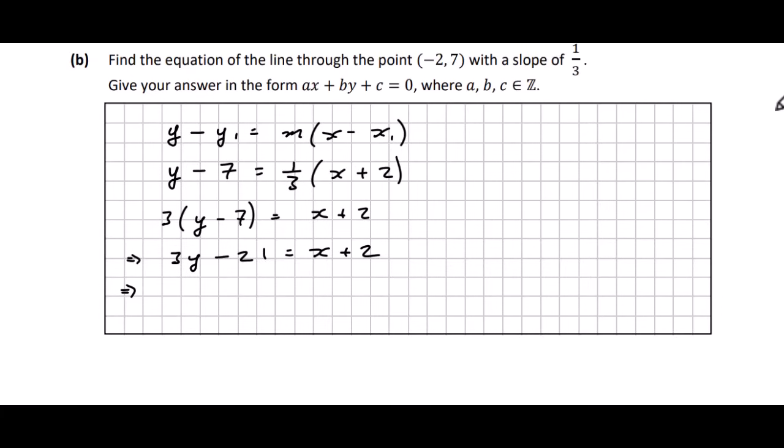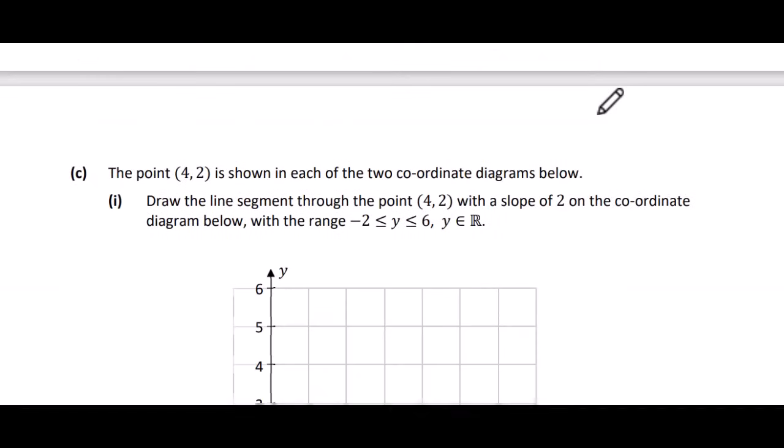Now, that's the equation of our line, but we need it in the form ax plus by plus c equal to 0. So put the x here, then bring over the y, so it's going to be minus 3y. Bring over the 21, so that becomes plus 21, plus 2, which is plus 23. And that's it. That's the equation of your line. Okay, so let's move on then.